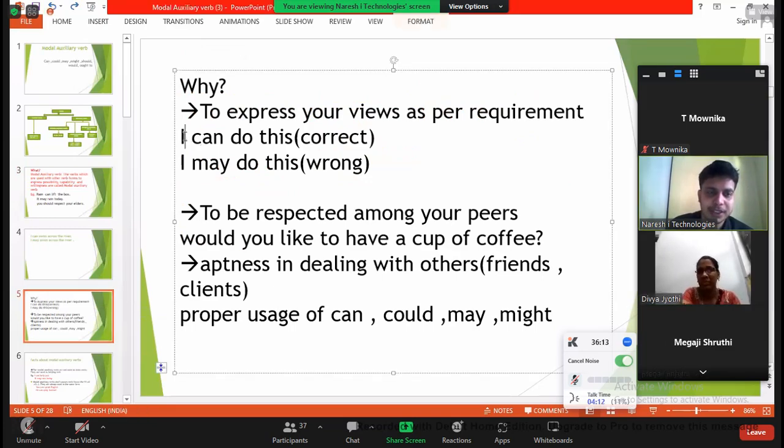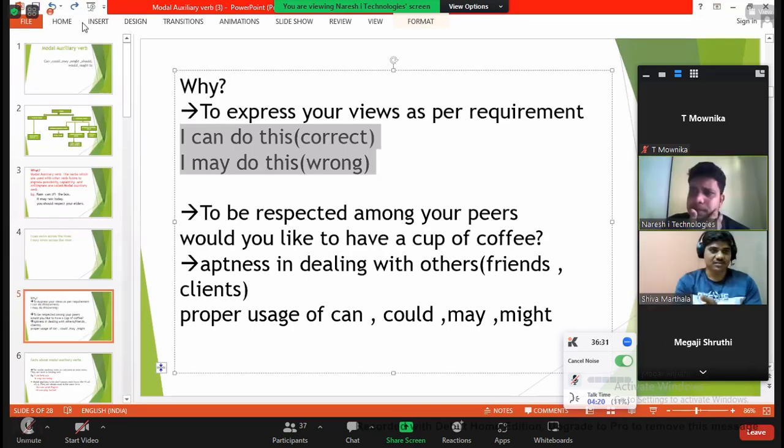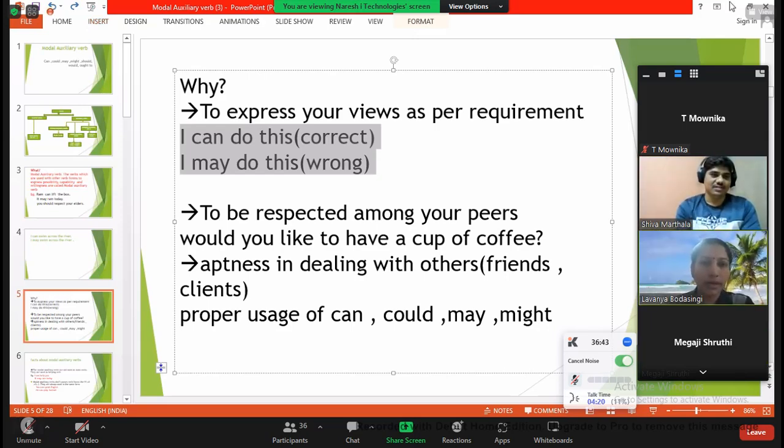Out of these two sentences, could you tell me why it's written right and wrong? Sir, actually, do is the action verb, sir. For this, we can add capabilities. So, can is the correct one. Here may means request. I may means possibility. I can means I can do this. This is possible for me. I may means can I help? Do you want my help? Like that, a request.